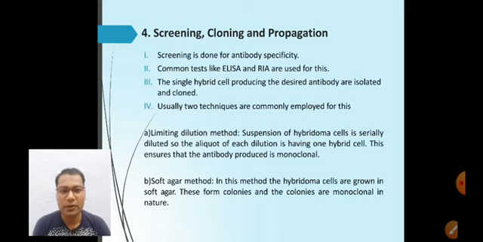Another method is the soft agar method. In this method, the hybridoma cells are grown in soft agar. These form colonies and the colonies are monoclonal in nature.